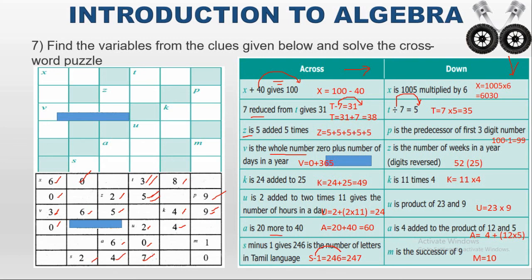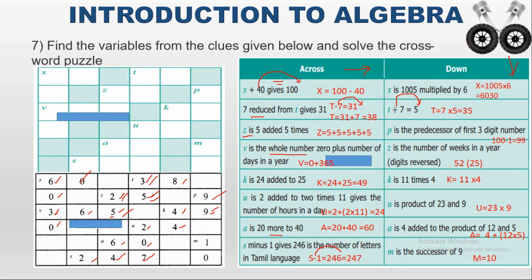Then Z is the number of weeks in a year, digits reversed. So Z is the number of weeks in a year. So the number of weeks in a year is 52. So you have to write the value with the digits reversed. So instead of 52, you have to write it as 25. So the Z value here is 25.